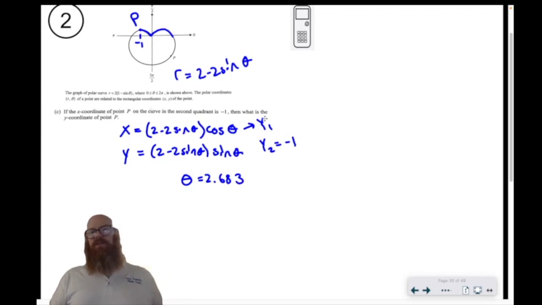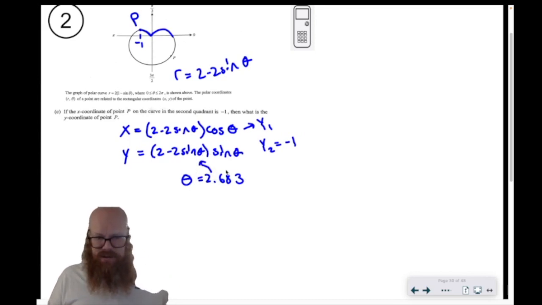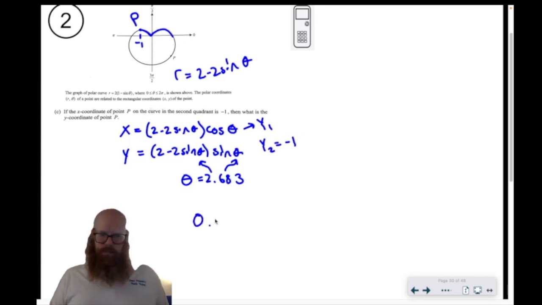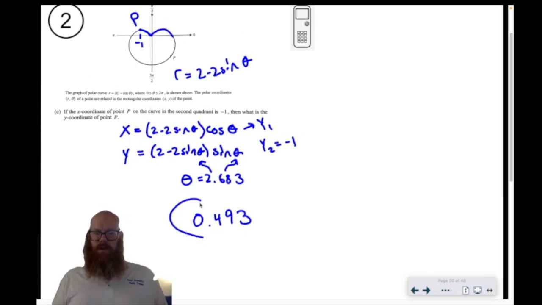Again, throw this into the y1 with x's in place of theta. You don't want to be in polar, you want to be in regular rectangular. Then make your y2 -1. You'll have a horizontal line go across, and you find your first intersection point, and your x value will be 2.683. But that x value is really just our input, which here is theta. Then we just throw that into the calculator, into that theta, and that will give us the y-coordinate, which should end up becoming 0.493, which makes sense that it's a positive number because we're in the second quadrant.